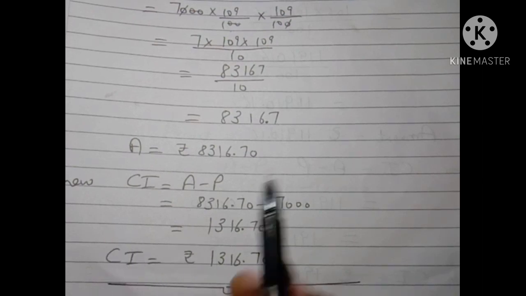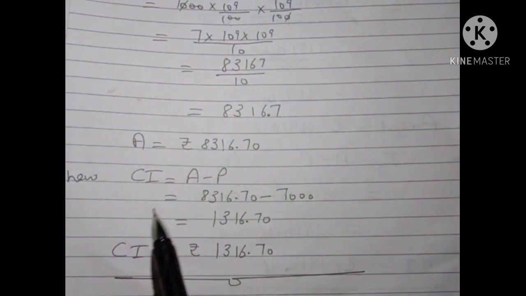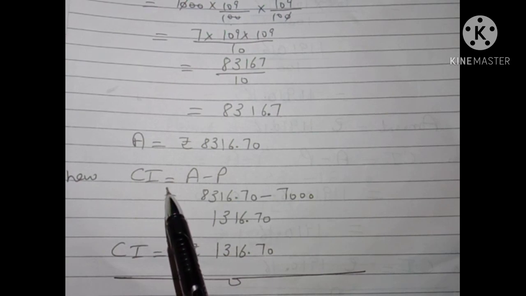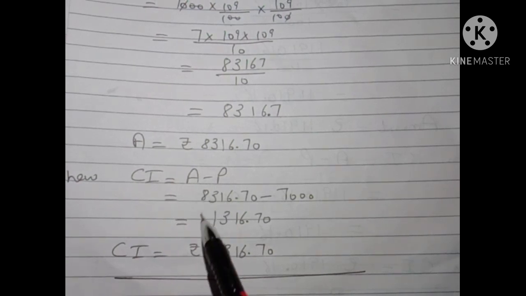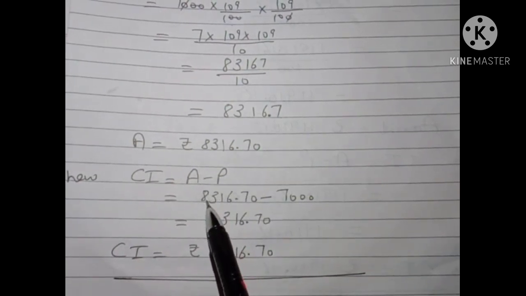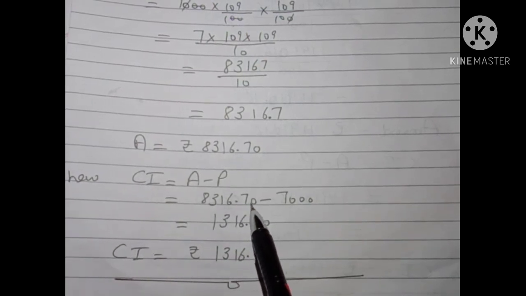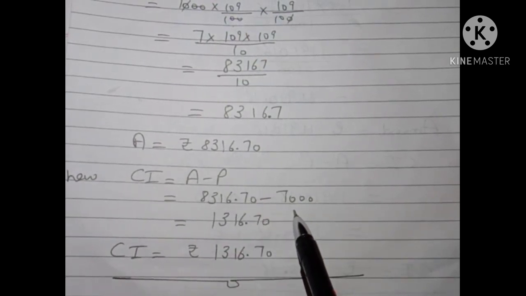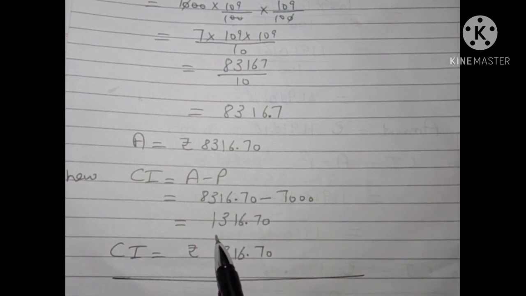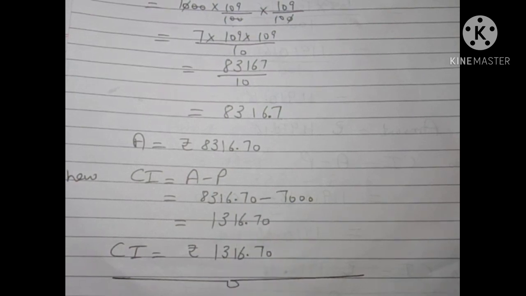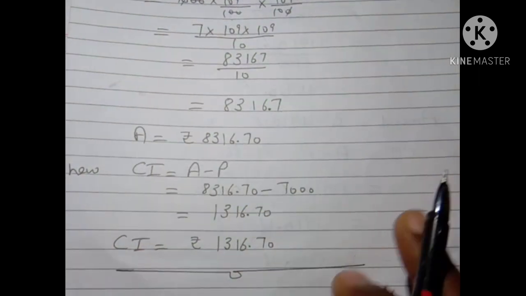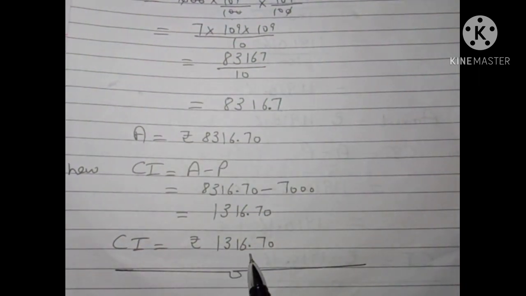Now we have to find out the compound interest. As I had explained, the formula of compound interest is amount minus principal. So put the value of amount here, that is 8316.70, minus the value of the principal, which was 7000, and after subtraction it will become 1316.70 rupees. So it means in this case the compound interest is rupees 1316.70. So this is a very simple sum.